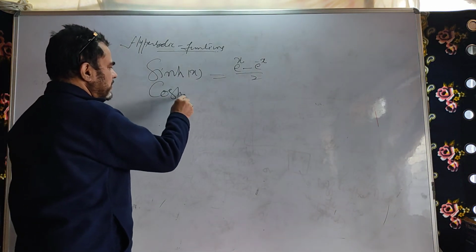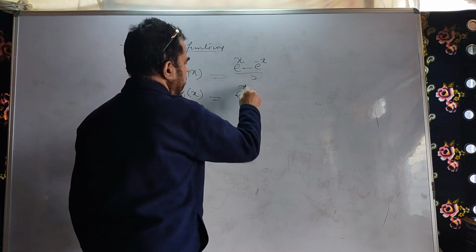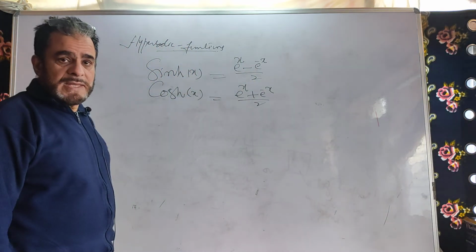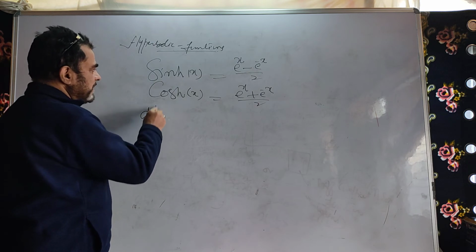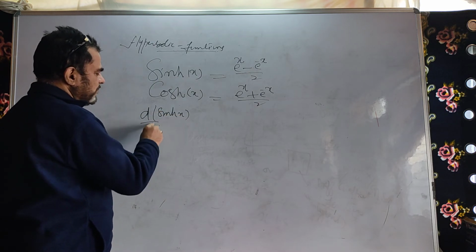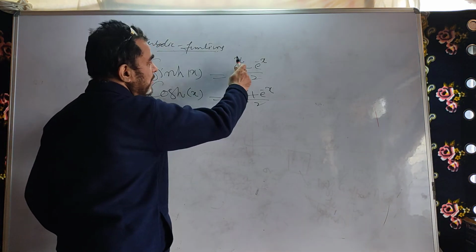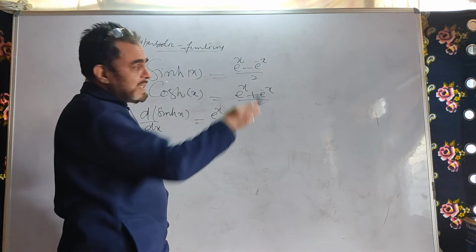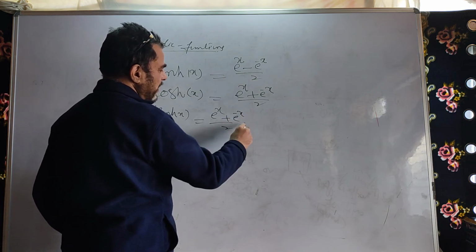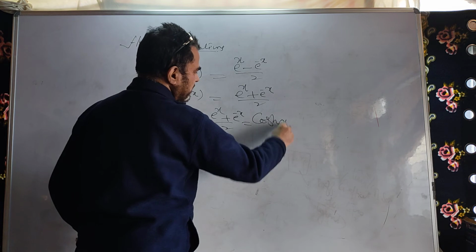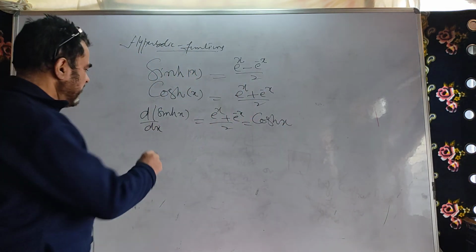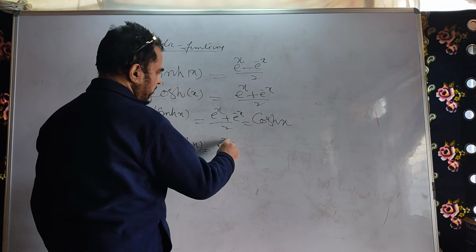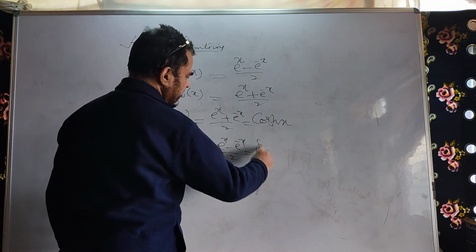Similarly, you have cos hyperbolic, cosh of x. It is e raised to power x plus e raised to power minus x by 2. You just remember this. If I now differentiate sinh x with respect to x, it will be the derivative of this: e raised to power x, and the derivative of e raised to power minus x is with minus 1, which makes it plus. It is plus e raised to power minus x by 2. What is this then? This is cosh x. Derivative of sinh comes directly cosh. Similarly, derivative of cosh x with respect to x will be e raised to power x minus e raised to power minus x by 2, that is sinh x.